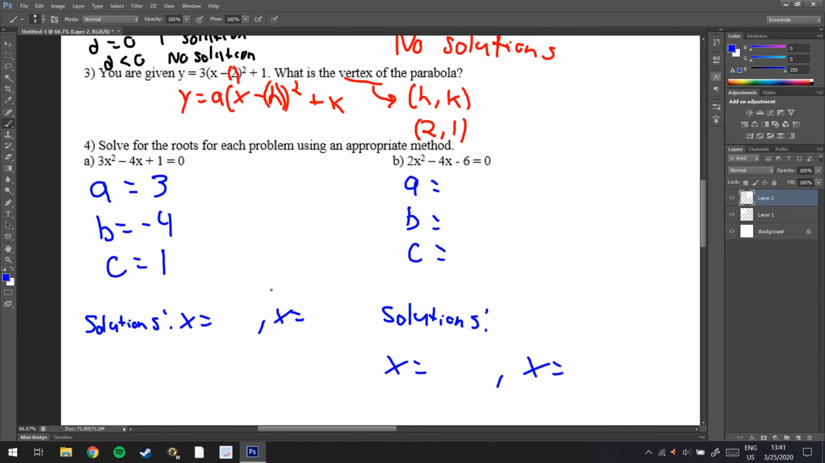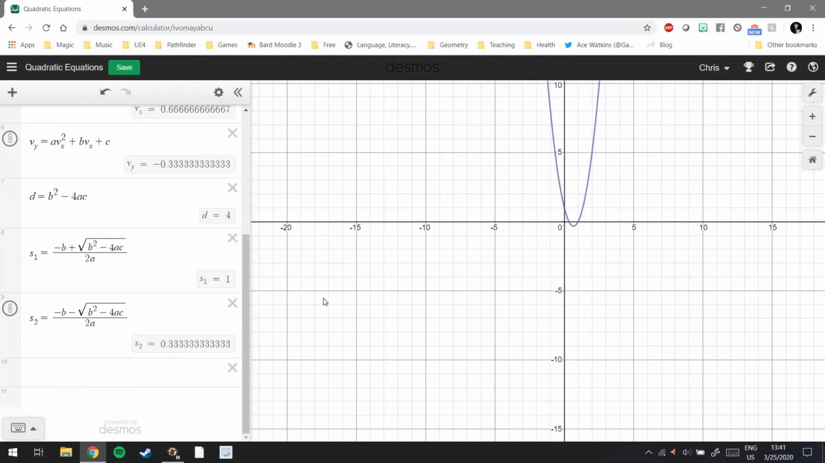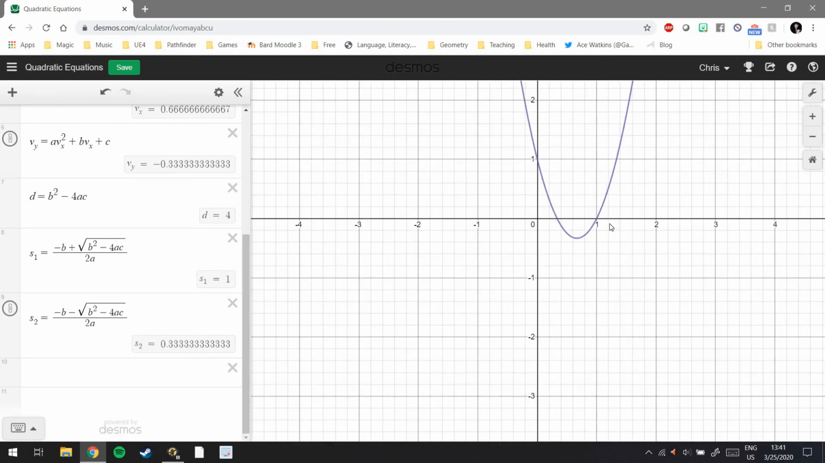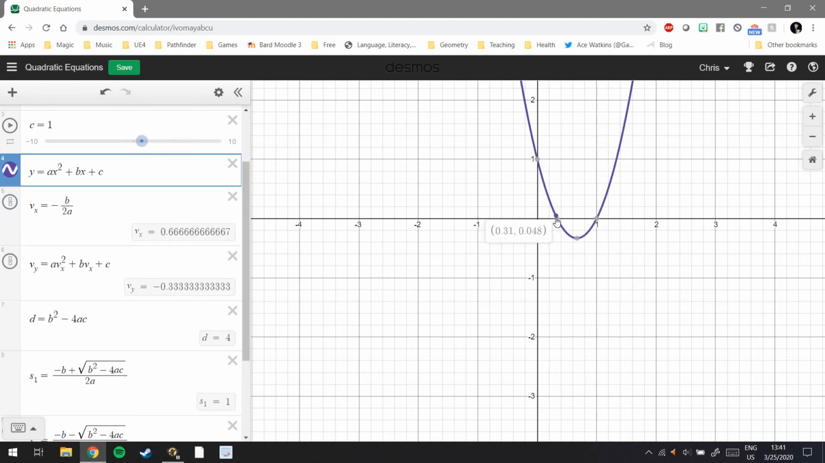So I'm going to go ahead and write these out. So I have 1 and 0.333. That just shows it's repeating. And if we look on the graph, we see it at 1 intersecting the x-axis. And if I were to click here, it'll show me at 0.3.